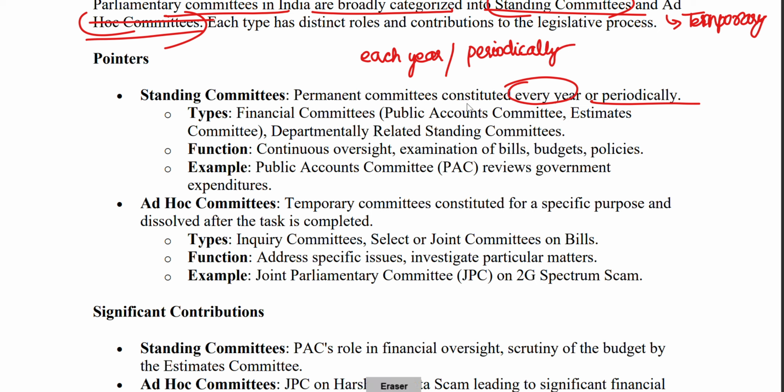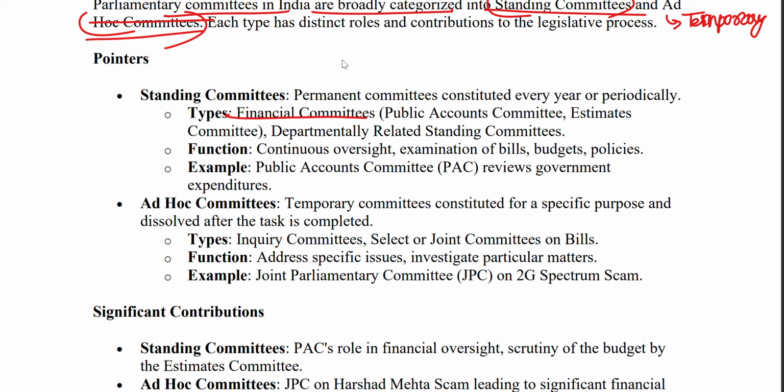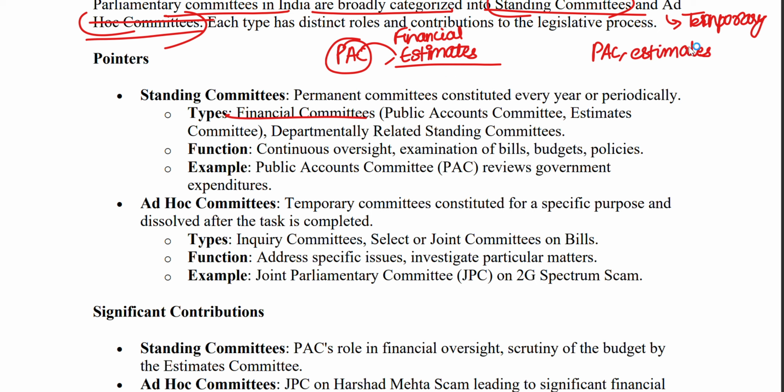Now we have different committees like the financial committees. What are the financial committees? Public Accounts Committee is a financial committee. Estimates Committee is a financial committee. So the Public Accounts Committee and the Estimates Committee are both financial committees.